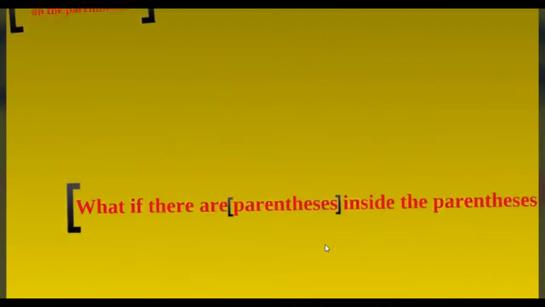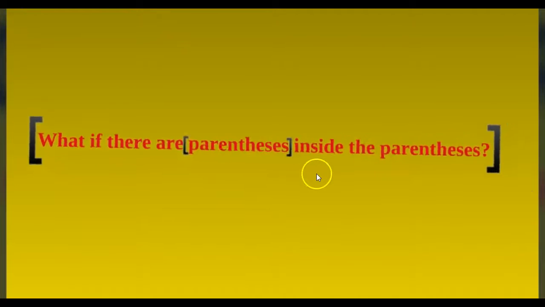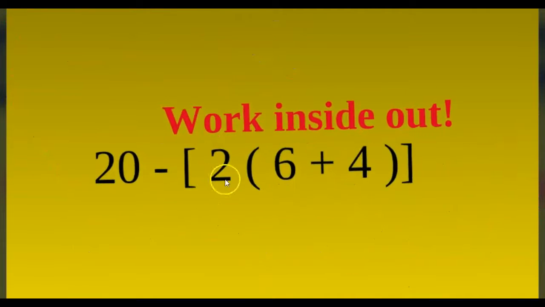All right. What if there are parentheses inside the parentheses? So sometimes you'll get a parentheses, and this doesn't happen very often, but it's the same thing. Within my little equation here, I have parentheses. So I would do 6 plus 4 first and get 10 times 2, which would be 20, right? 20 minus 20 equals 0.